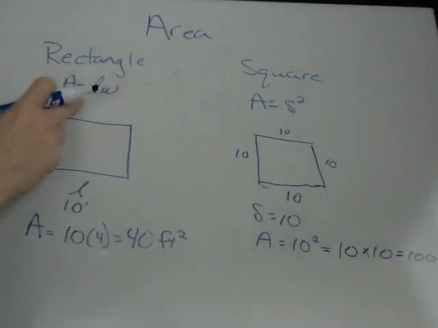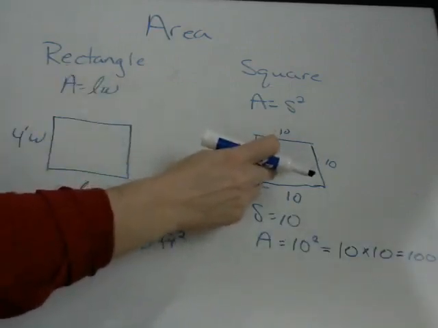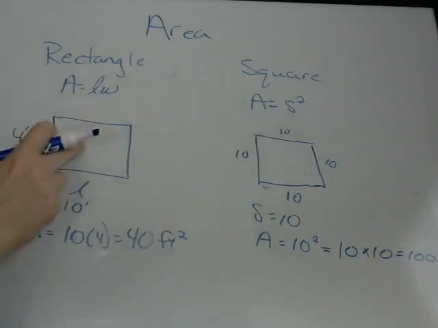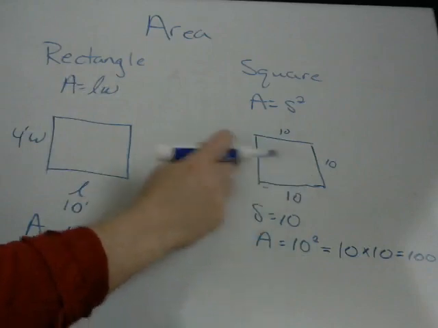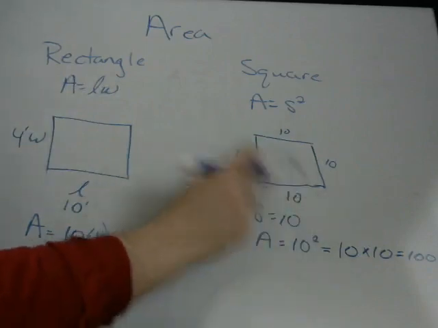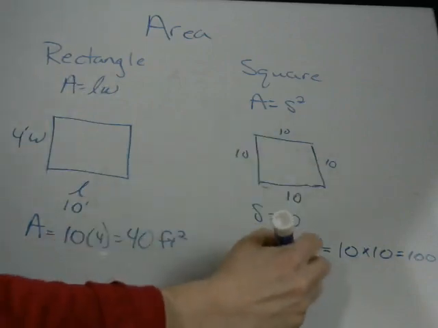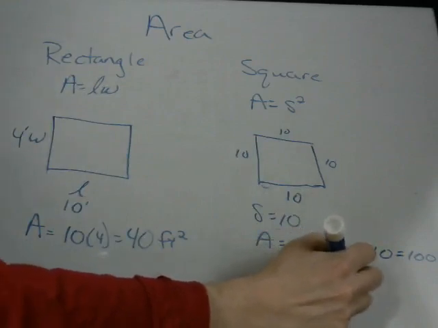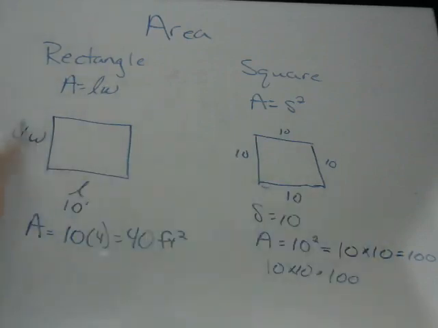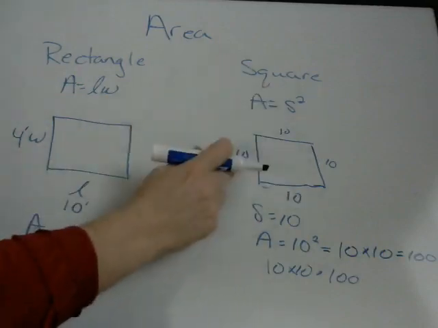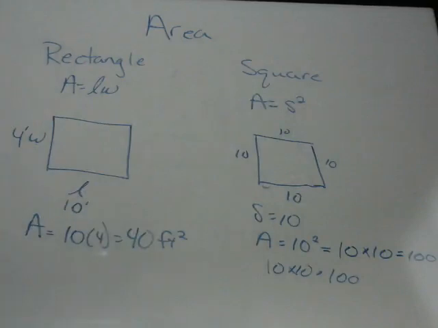But it's really the same formula, because remember the square is just a special case of the rectangle. So if you can't really figure that out, just remember you can still do length times width, 10 times 10. You're going to get the same answer. So a rectangle is length times width. A square really is length times width. It's just that they are the same. So you can think of it as side squared.